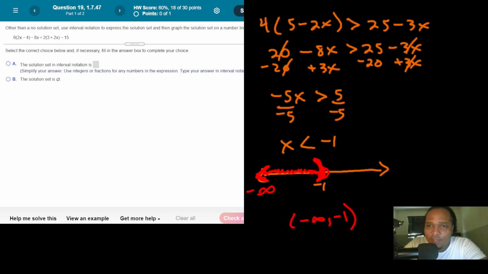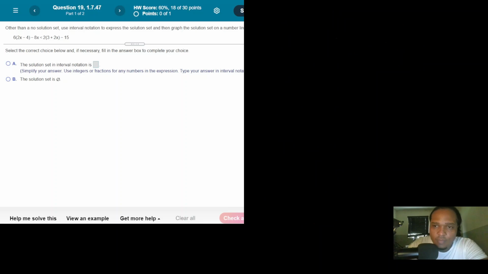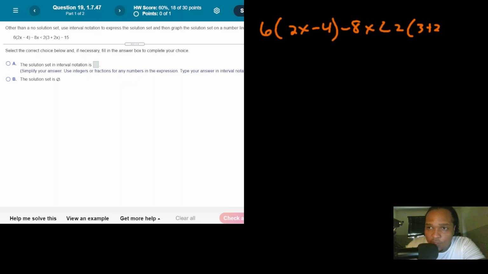At number 19. They're just trying to make it more and more difficult, right? Such as math. 6, we have 2x minus 4 minus 8x less than 2, parentheses 3, plus 2x, then minus 15. What a doozy.